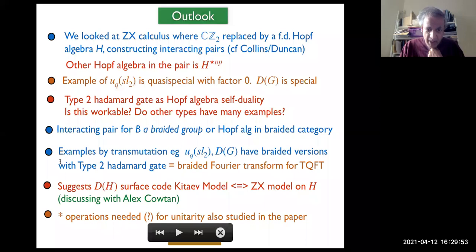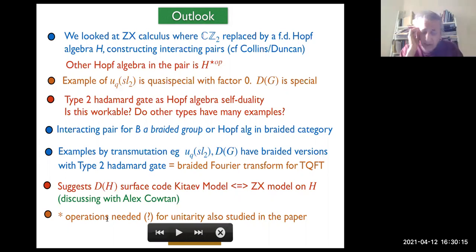I showed everything works in the braided case. I showed you the transmutation related to TQFT. This last point suggests that the D of H surface code, which is the Kitaev model, should be related, or could be related, to the ZX model. And this is exactly what Alex Cowtan talked about in his seminar a few weeks back. It's something I've been discussing with Alex over the last month.